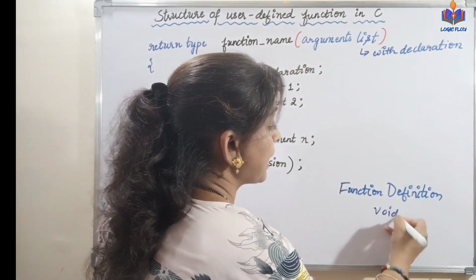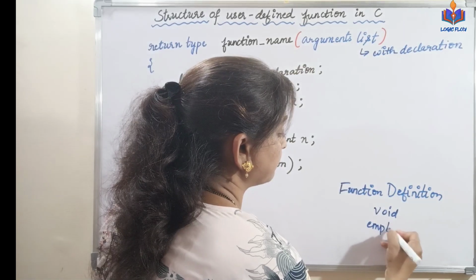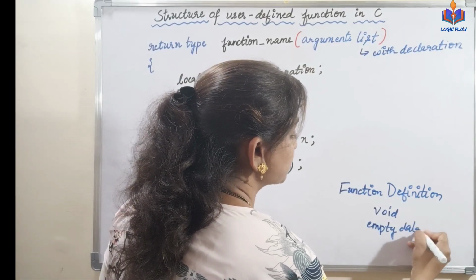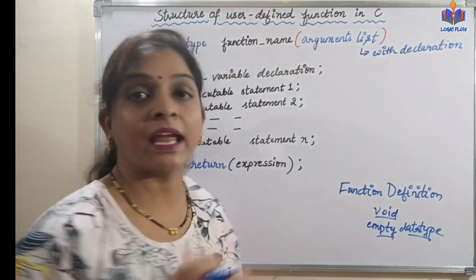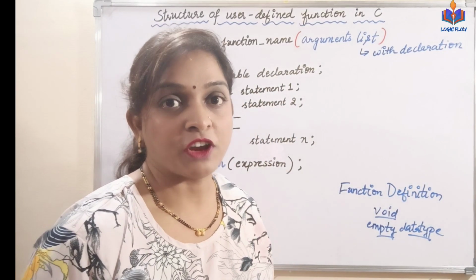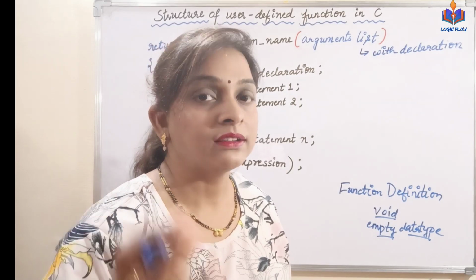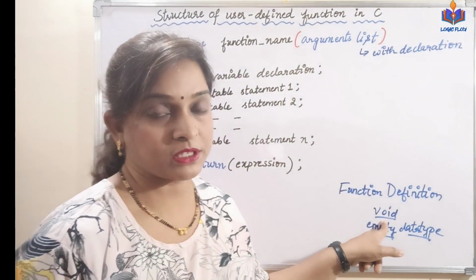Void means empty data type. You may get this question in the viva and all. What is void? Void is an empty data type. So if the function is not returning any value, then the return type should be void.